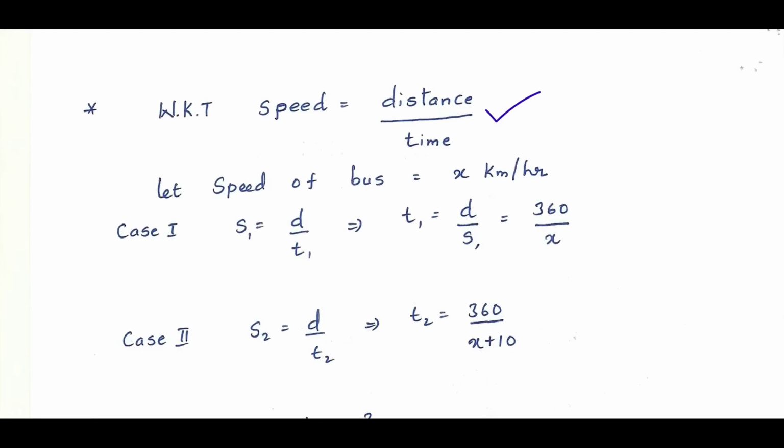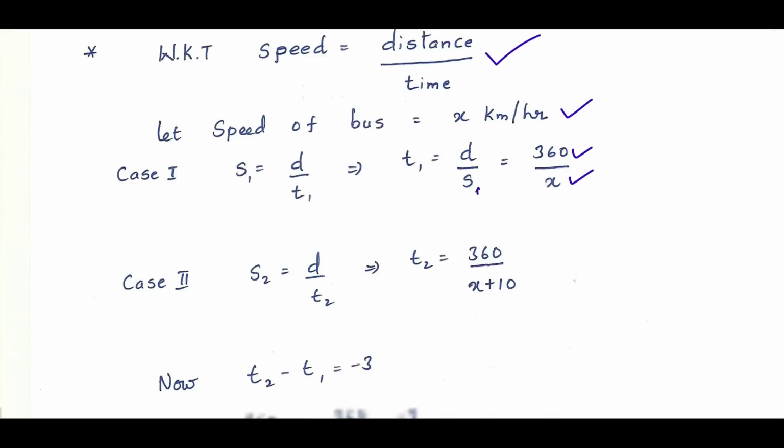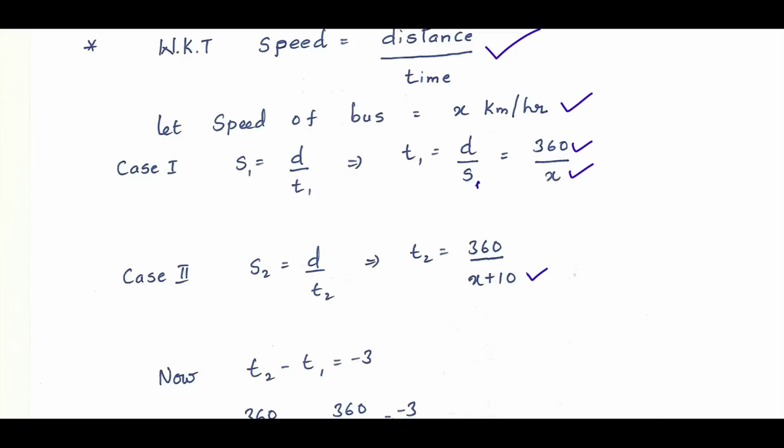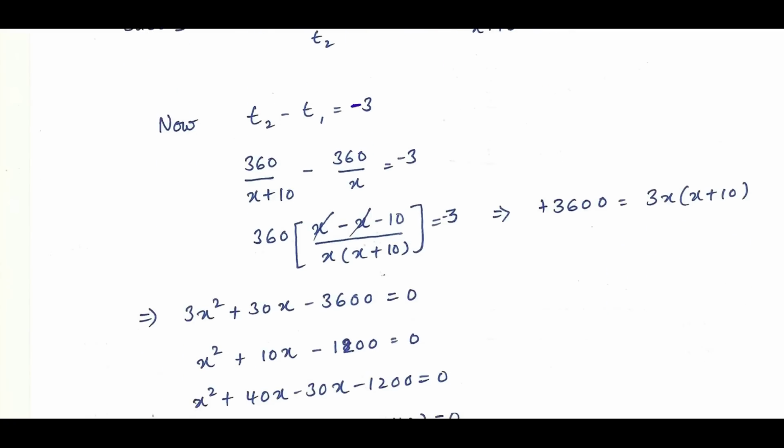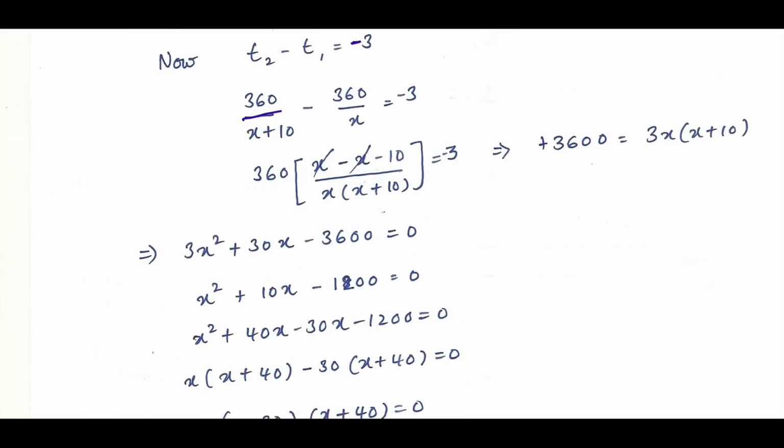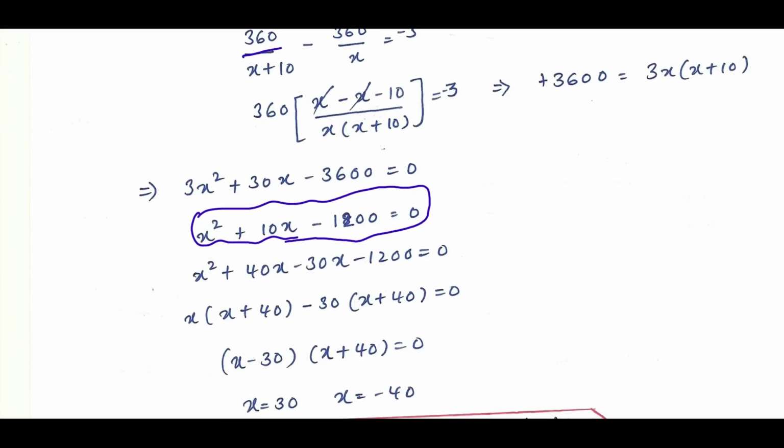We know that speed equals distance by time. Assume the speed of the bus as x kilometers per hour. Case 1, when the speed is s1, the time is t1 equals d by s1. That is, distance is 360, the initial speed is x. If the speed is increased by 10 kilometers per hour, the time will be reduced. That is, t2 minus t1 equals minus 3. What is t2? 360 by x plus 10, minus t1 which is 360 by x, equals minus 3. Simplifying, you get a quadratic equation: x square plus 10x minus 1200 equals 0.